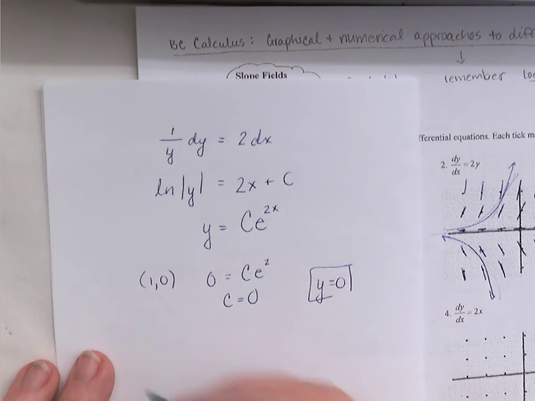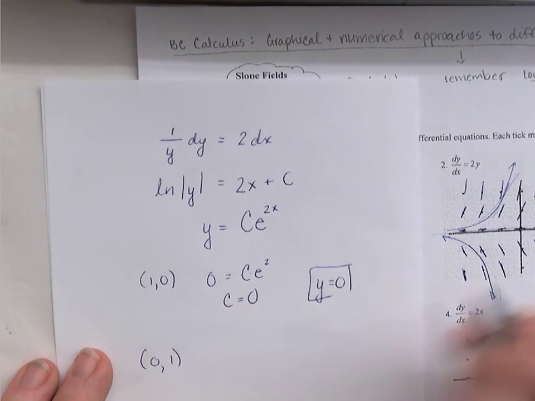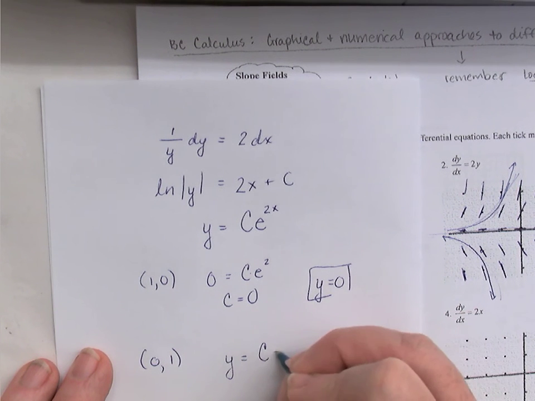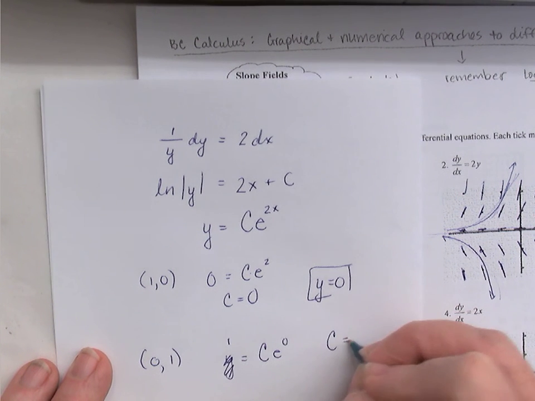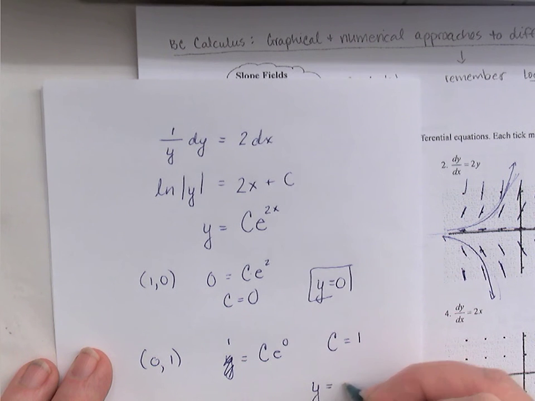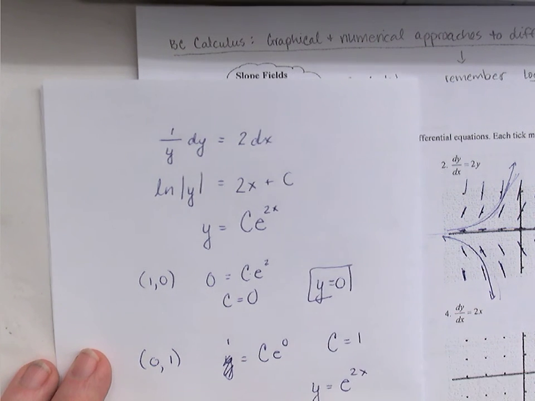If I knew that this was going through the ordered pair 0, 1, I would have y is equal to c e to the 0, right? I'm sorry, 1 equals c times e to the 0, so c is equal to 1. So then our solution would be y is equal to e to the 2x.